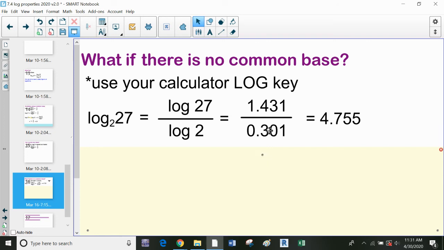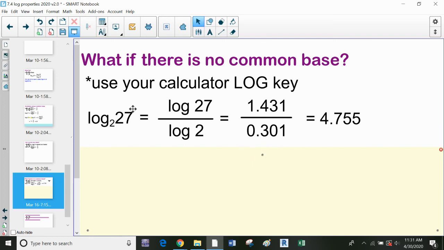Make sure you understand how to use a change of base formula. Some calculators actually have built-in change of base formulas. You can put it right into the calculator. I think some of the TIs do. I'm not sure though. I never can remember how to do this on my calculator, so I just find it as fast and easy to use the change of base formula.